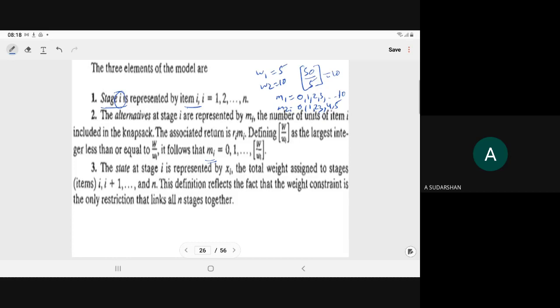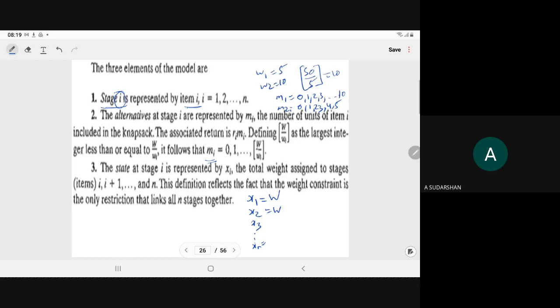Means this weight restriction, what is x1? X1 represents how many weights you are assigning in stage 1, stage 2, up to stage n. What does x2 represent? How many weights you are assigning in stage 2, stage 3, stage 4, up to stage n. X3 represents how many weights you are assigning in stage 3, stage 4, stage 5, and stage n. Similarly, xn is how many weights you will assign in stage n. So naturally, x1 is always W. What is x2?